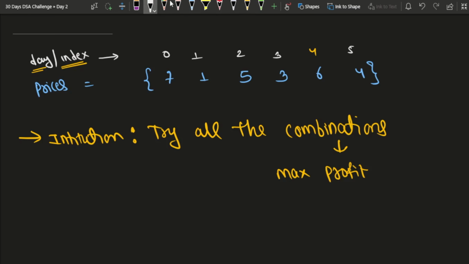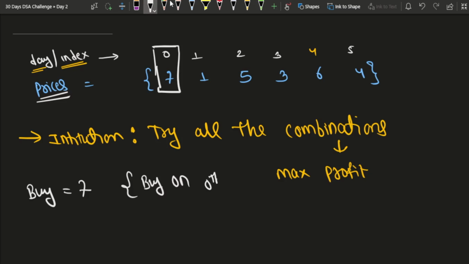So let's say I buy the stock on day number 0, correct? We will make a buy variable and we will store the price at the 0th index. The price at the 0th index is 7, right? So we have assumed that we buy the stock on the 0th day. Then how much money do I need to give to buy that stock? I need to give 7 rupees to buy that stock.